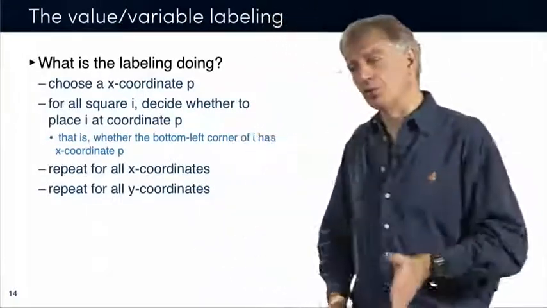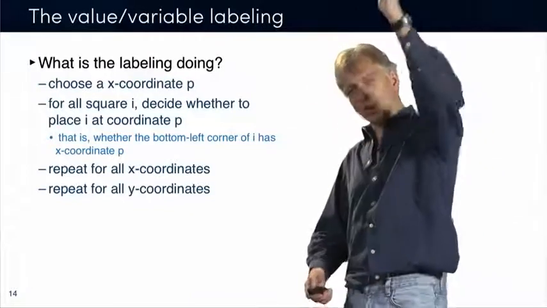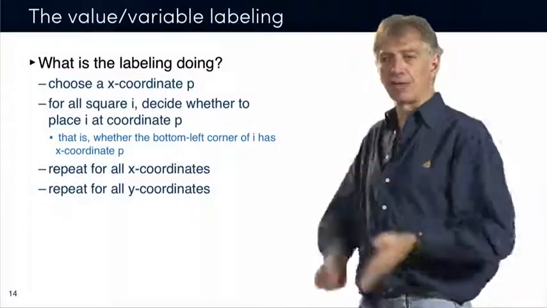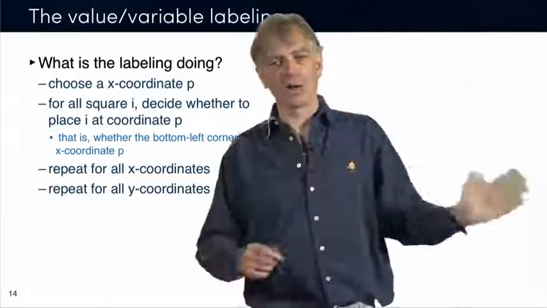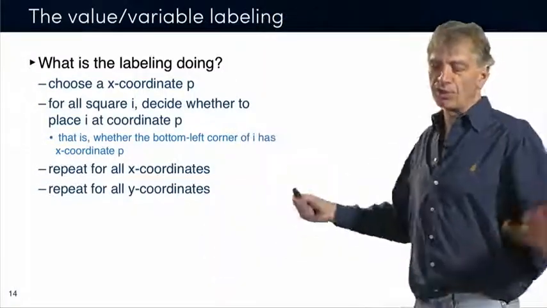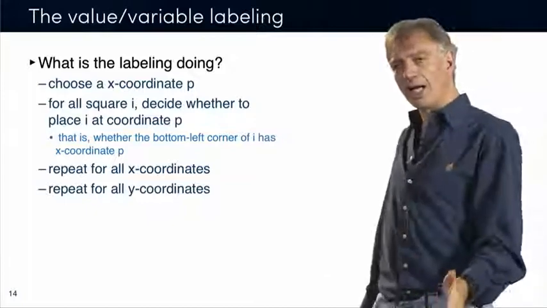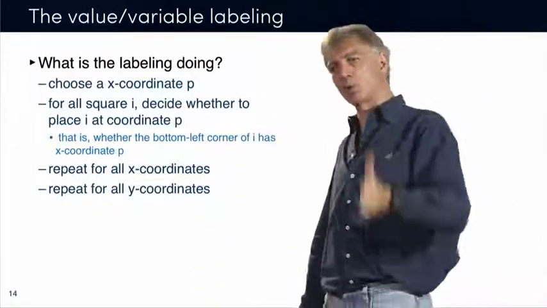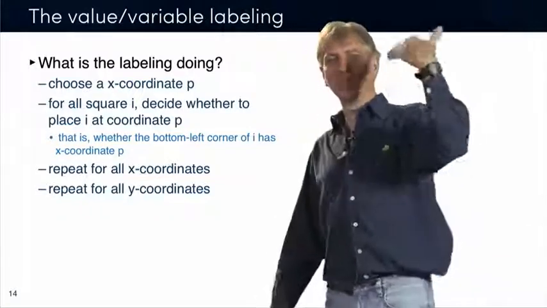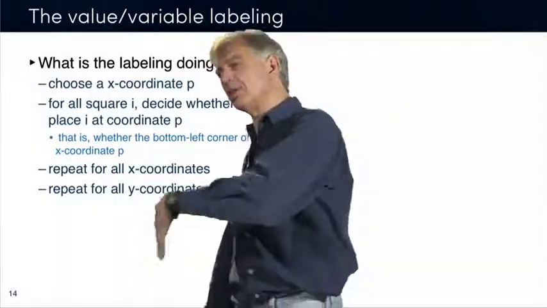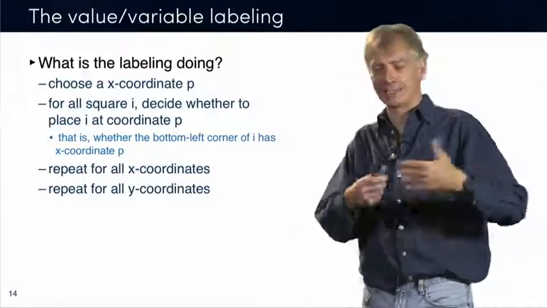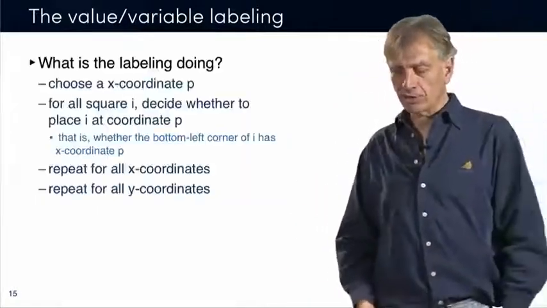Essentially, what we are going to do is take this vertical slice, let's say P, and then decide for all the squares, do I place P there or not? So it's very, very simple. I take all the x coordinate P and I decide which squares I place there. And then I move to the next coordinate, I do the same and the same and the same. And then I do the same for the y, and the y, and the y, and that's what I do. So this is the search procedure.